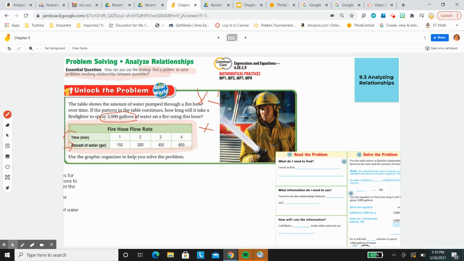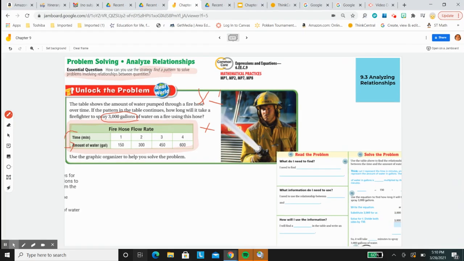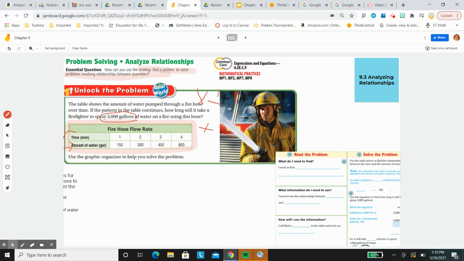Now, when you're looking at this chart right here, it says fire hose flow rate. The title always tells us what's going on. Then over here on the side, sorry about that, boys and girls, it says time. That's my independent variable. My dependent variable is the amount of water. So I'm going to solve for this, the independent variable. So the first thing you're going to do is you're going to be looking at the relationship from X to Y.